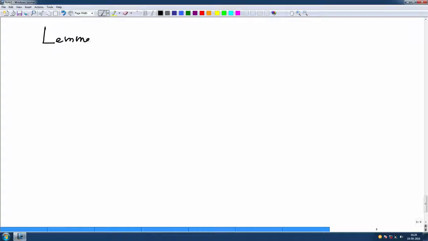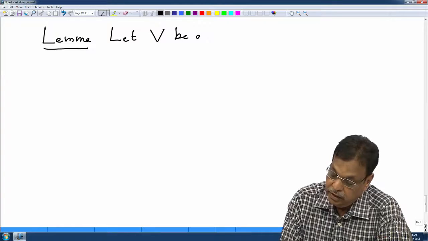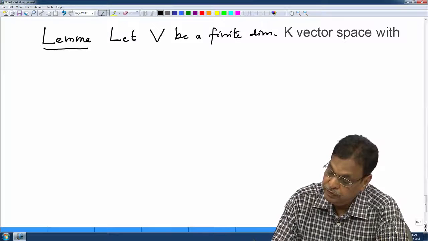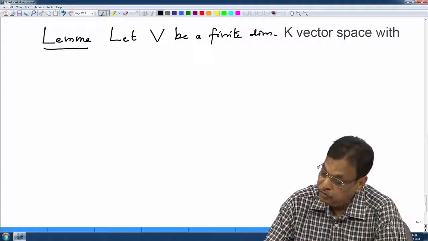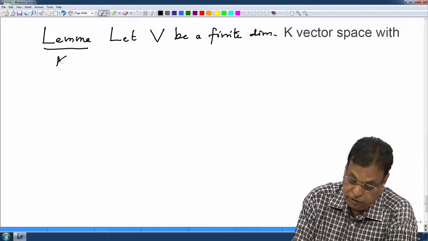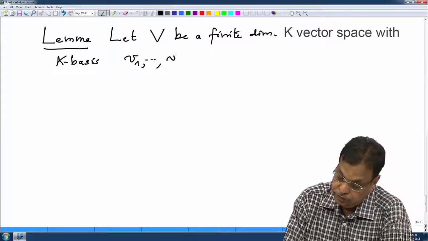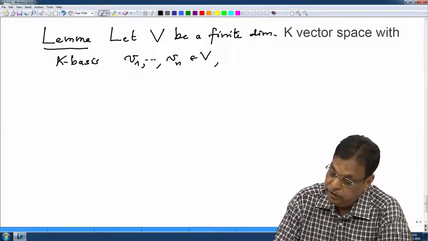So, come back to this second half of this lecture, and the first thing I want to check is, let us write it as a lemma. I am considering a finite dimensional case. So, let V be a finite dimensional K vector space with a K basis V1 to Vn in V. So, that means n is the dimension of V.